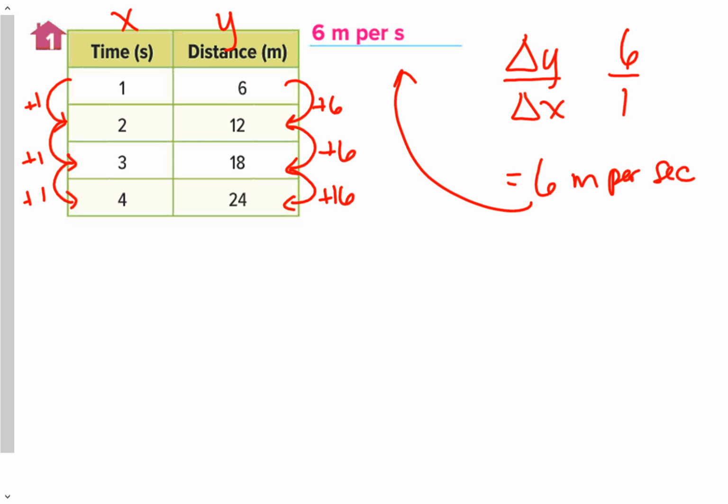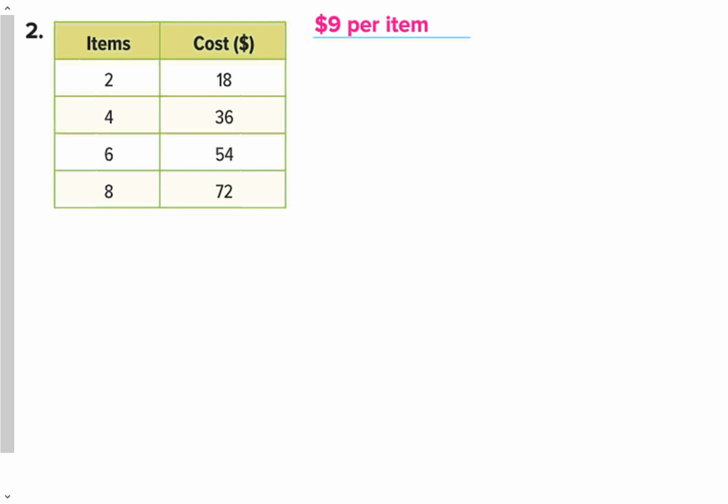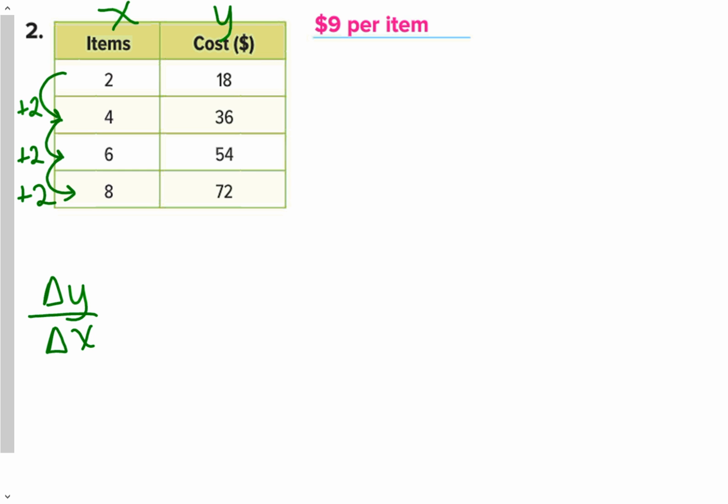Okay. All right, our next example is our items and our costs. So now we have to set up our change in y's over our changes in x. So for x, we went from 2 to 4. So we can say 4 minus 2, that's plus 2. 4 to 6, 6 minus 4 is plus 2. And then 6 to 8, 8 minus 6 is a positive 2.